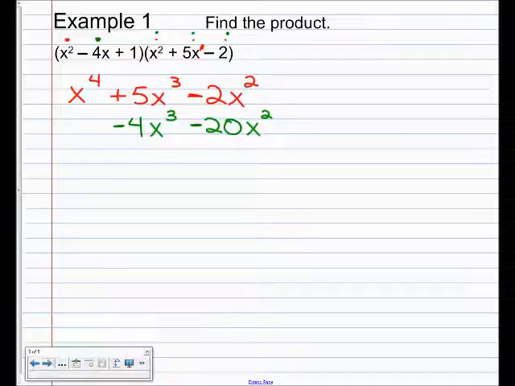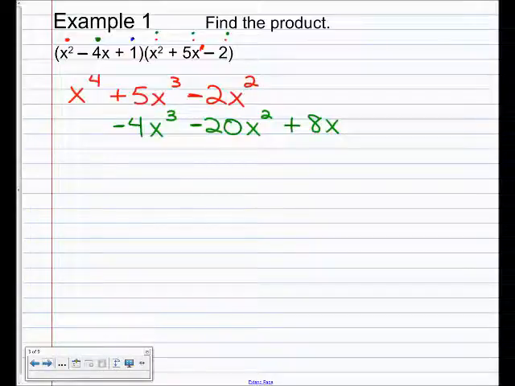Actually, positive 8x. Notice, so far, there's only one x to the 1st power. That's positive 8x. Am I finished? No. I have how many terms? You have 6. 6, and I need 9 of them. 9 total. So I'm going to finish.